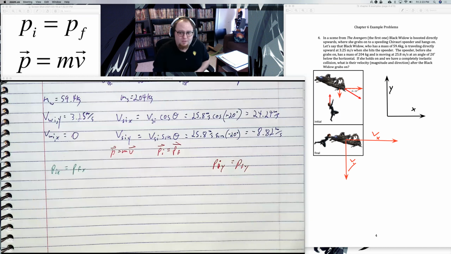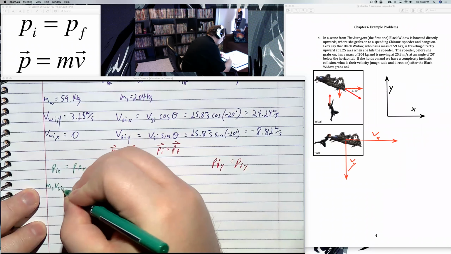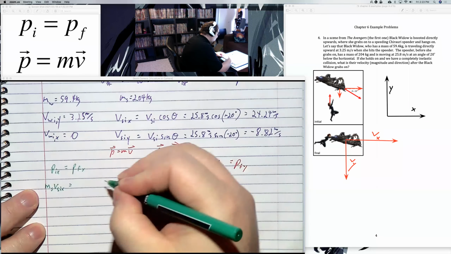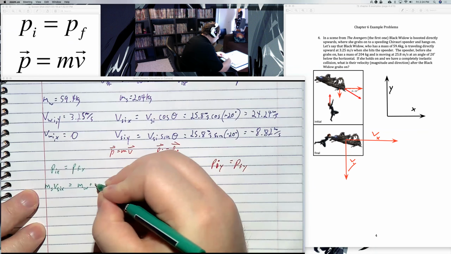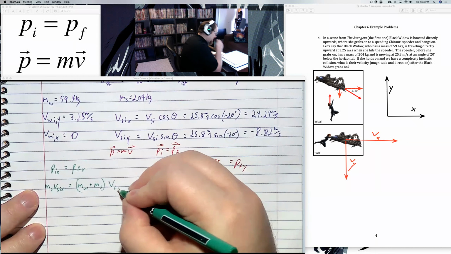So I'll look at this and say, okay, in X, initially, the Black Widow's not doing anything. She's jumping straight up. She's not moving in X. So in X, the only thing moving is the speedo. So I have the mass of the speedo, the velocity of the speedo initial in X, and that's my entire initial. Afterwards, the Black Widow and the speedo are together and can be treated as one object with some final velocity in X.